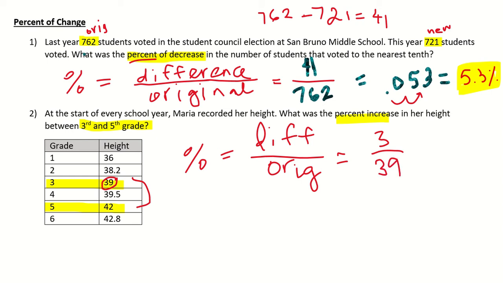And we just divide to figure this out. So if you divide 3 divided by 39, you are going to get 0.076. We can round that to 0.08, and that is roughly 8%.